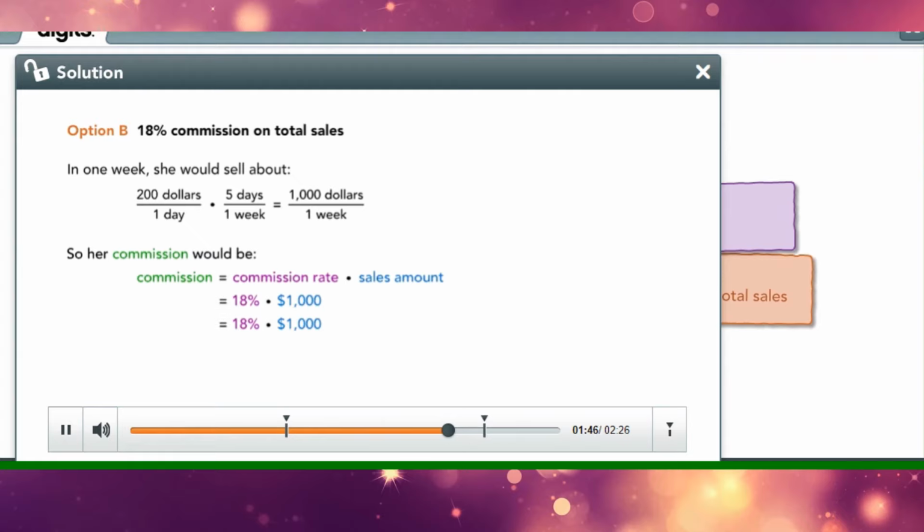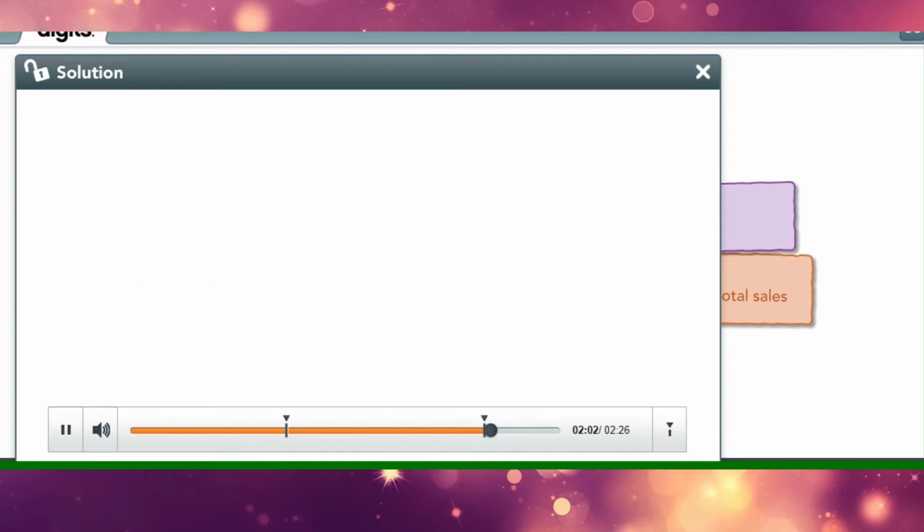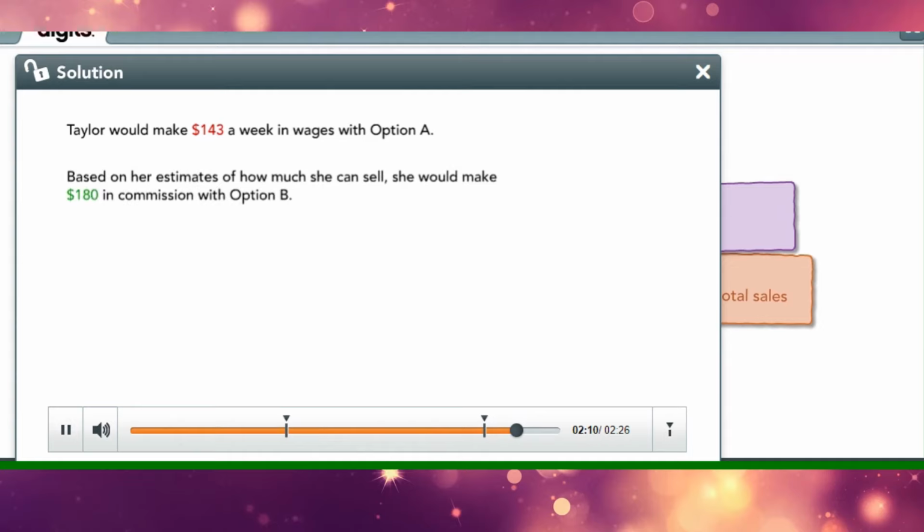Convert the percent into a decimal. 18% equals 0.18. Multiply. With option B, Taylor would earn $180 per week. Taylor would make $143 a week in wages with option A. Based on her estimates of how much she can sell, she would make $180 in commission with option B. Option B would give Taylor more earnings per week than option A.